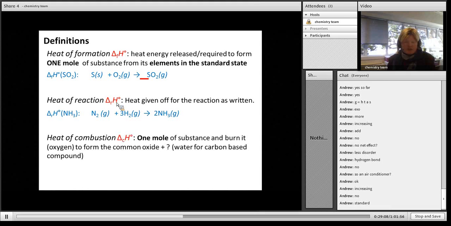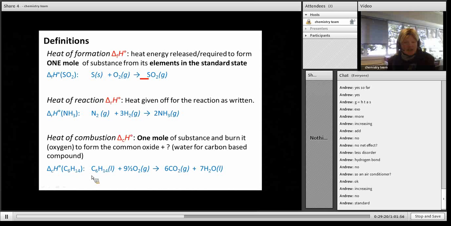Now the heat of combustion, this is where you see a half, because it's for 1 mole of substance. So there it had to be in the products for the heat of formation. For this one, it has to be the reactant. So the reactant being burnt with oxygen, and there must be a 1 in front of that.